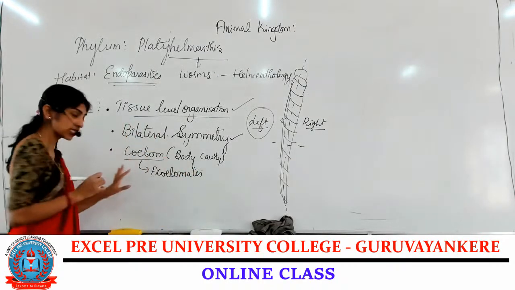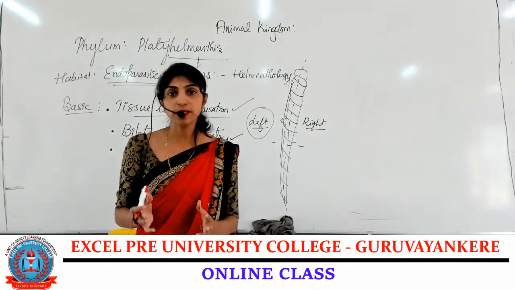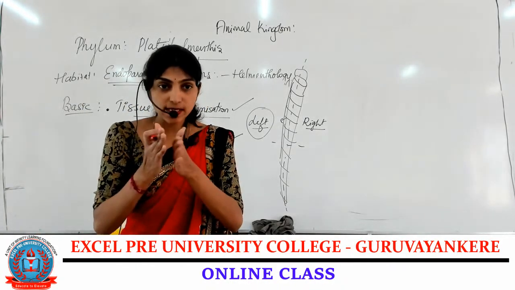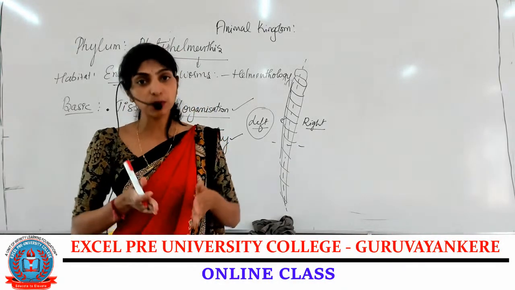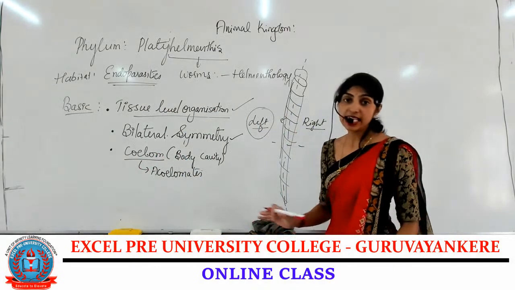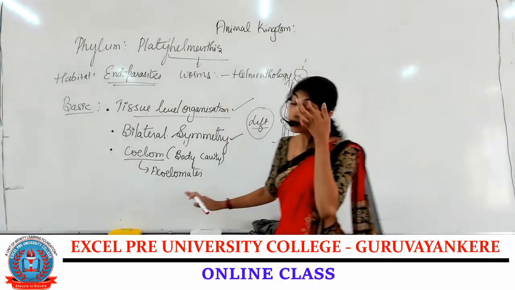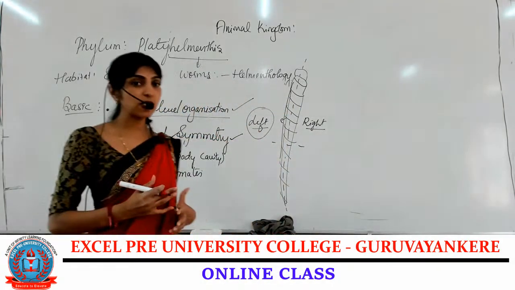Coming to the next one, that is coelom. Since the organisms here are flatworms, they do not have any space. They do not have any cavity in their body. That is why, regarding coelom, they are acoelomates. Okay, I have told you the basic level. Coming to the next basic level of organization.